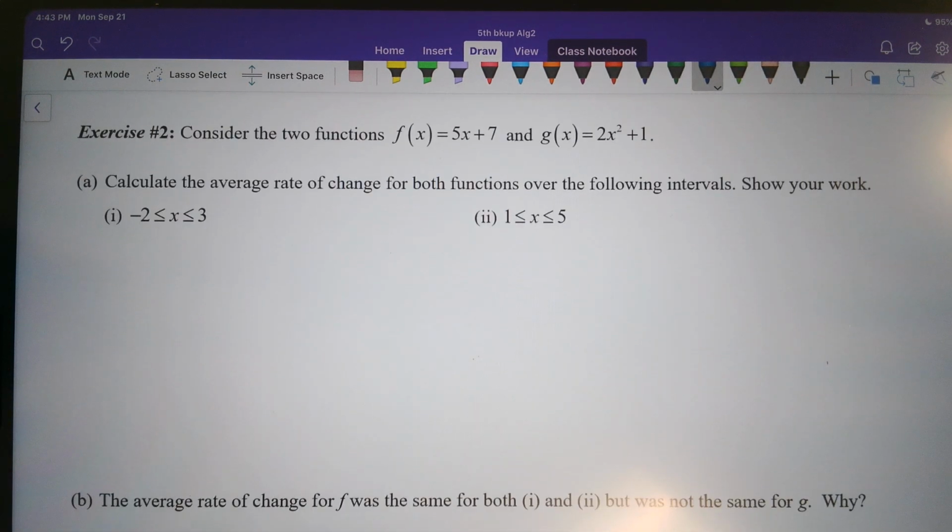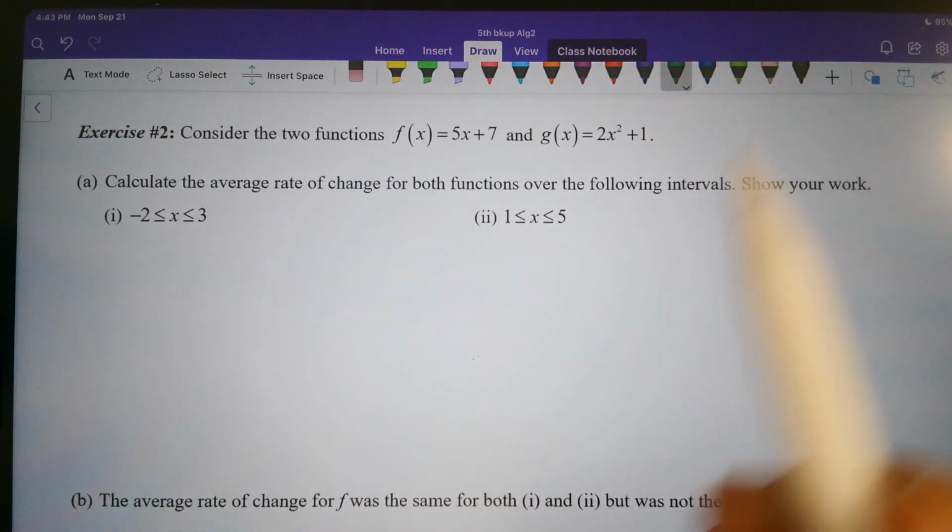Exercise number 2, consider the two functions. We have f of x equal to 5x plus 7 and g of x equal to 2x squared plus 1. We want to calculate the average rate of change for both functions over the following intervals. Okay, so let's see.